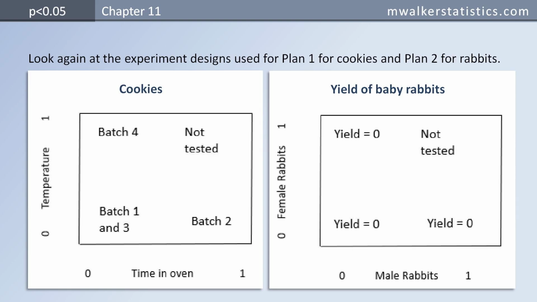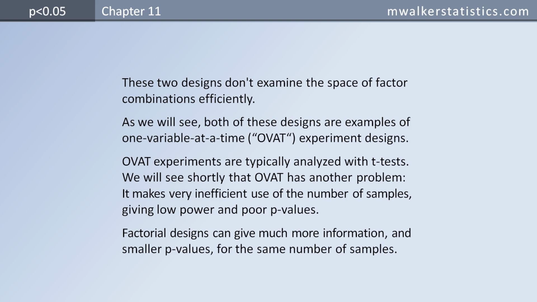Look again at the experiment designs used for Plan 1 for cookies and Plan 2 for rabbits. These two designs don't examine the space of factor combinations efficiently. As we will see, both of these designs are examples of one variable at a time experiment designs. OVAT experiments are typically analyzed with t-tests. We will see shortly that OVAT has another problem. It makes very inefficient use of the number of samples, giving low power and poor p-values. Factorial designs can give much more information and smaller p-values for the same number of samples.